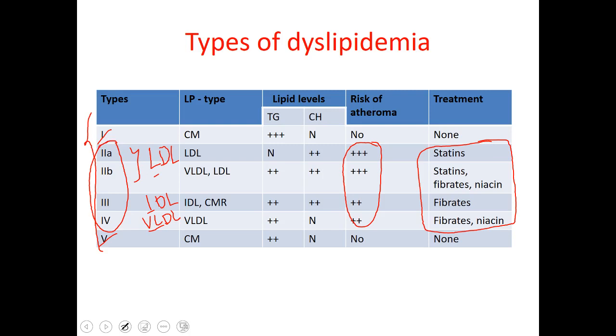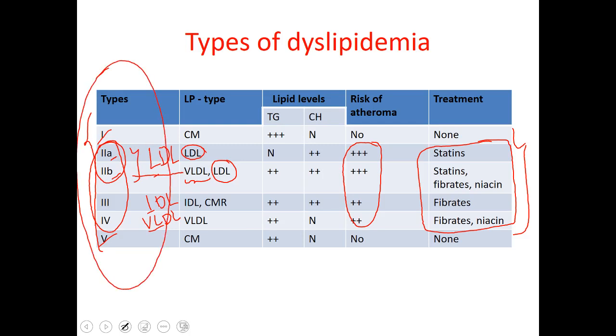Further, the type 2 is subdivided into 2A and 2B. 2 means LDL has to be increased, so that is common. If you have a VLDL together with LDL, then it is 2B. With regard to the drug classes, we will see the individual class, and then and there I will make a mention about which drug class is preferred in which types of dyslipidemia.